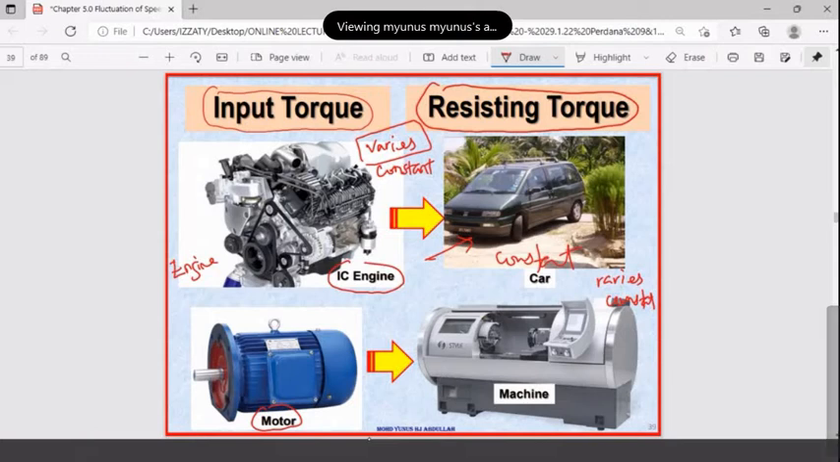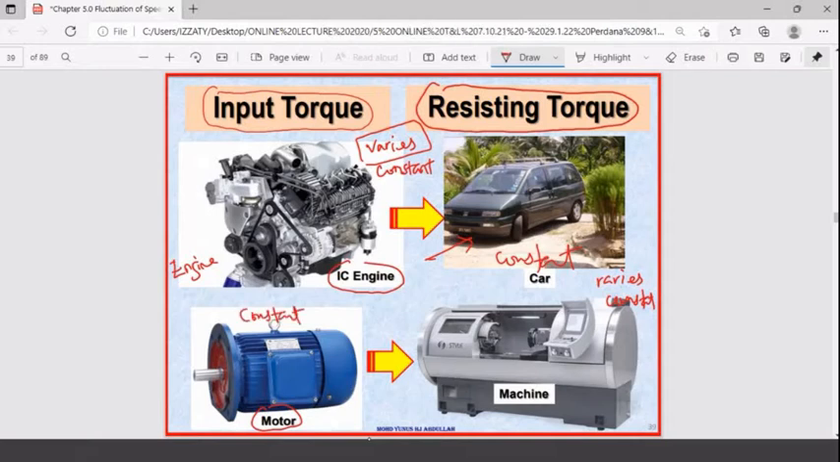Okay, when you come to the motor here, the motor is always giving you constant torque. This one, constant torque. Unless you're using a step motor, or a regulated motor, where you can regulate the torque. This one is not. We are going to talk about the very conventional motor, which gives a very constant input torque.